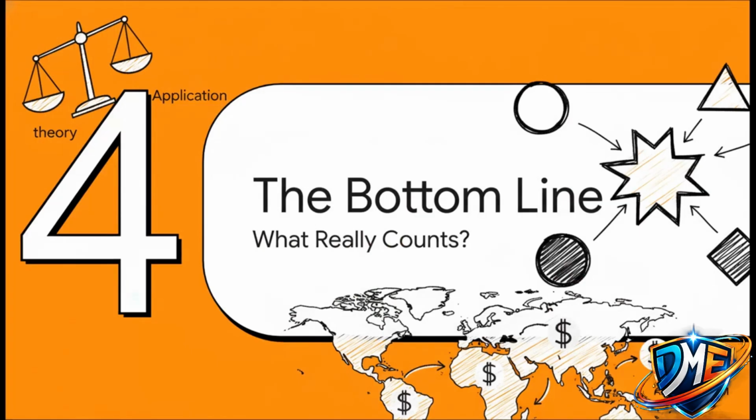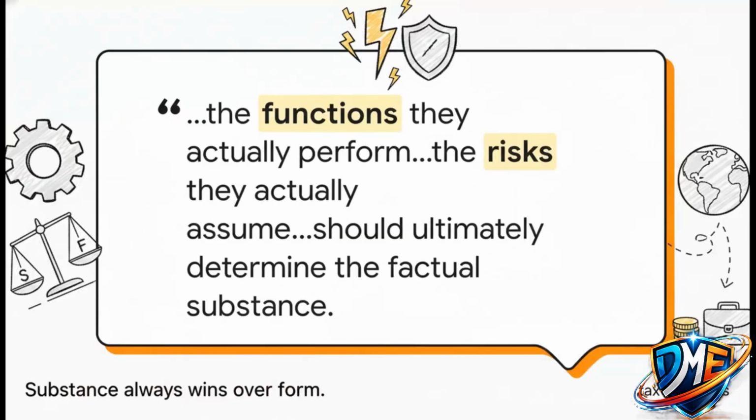So after all of that, the theory, the reality checks, the ideas that were thrown out, what is the one core principle that you really truly need to remember? It all comes down to this single powerful idea right from the OECD guidelines. When a contract says one thing, but a company's actual actions say another, it's the actions that matter. The real functions they perform and the real risks they take on are what determine the reality for tax purposes. To put it simply, substance always, always wins over form.